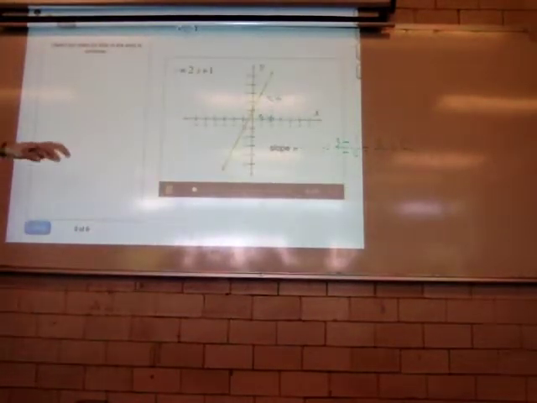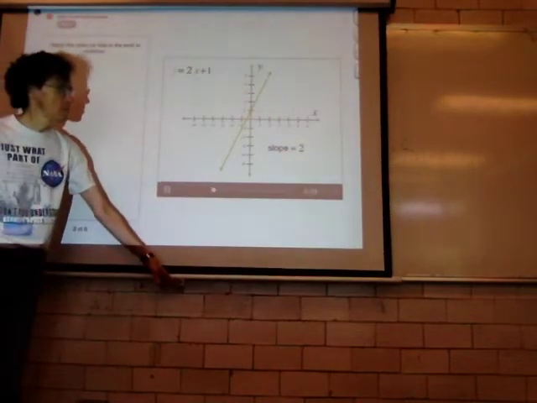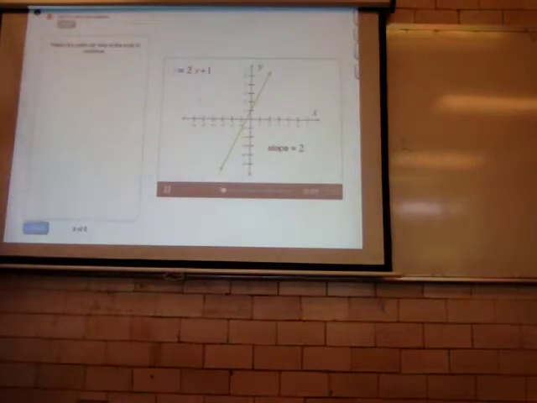Right, the slope is 2, which also happens to be the number in front of the x in the equation for the line. Is that a coincidence? Think about it. But next up, let's talk about y-intercepts. A y-intercept is the value of y where a function hits the y-axis. So what's the y-intercept for this line?